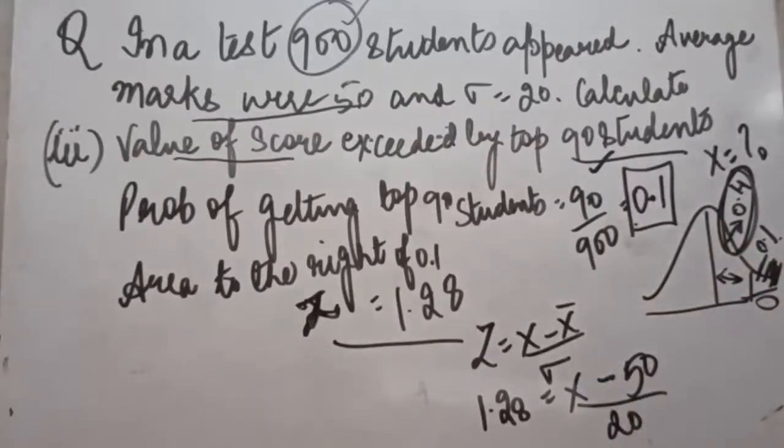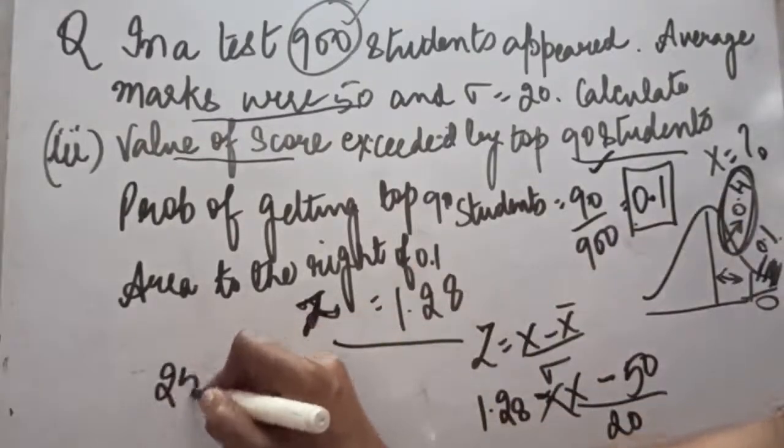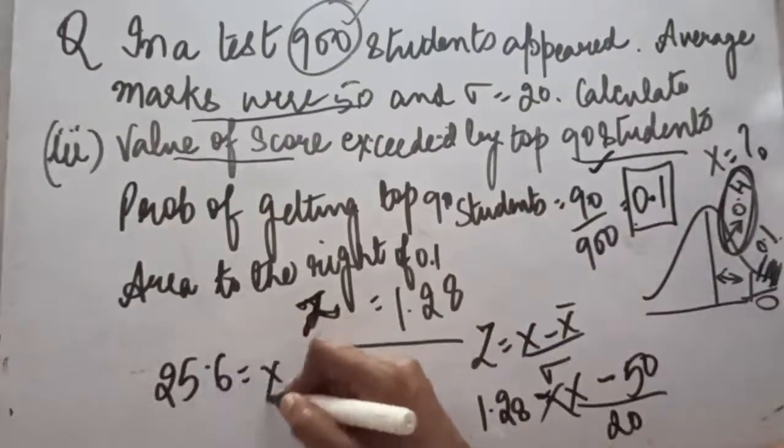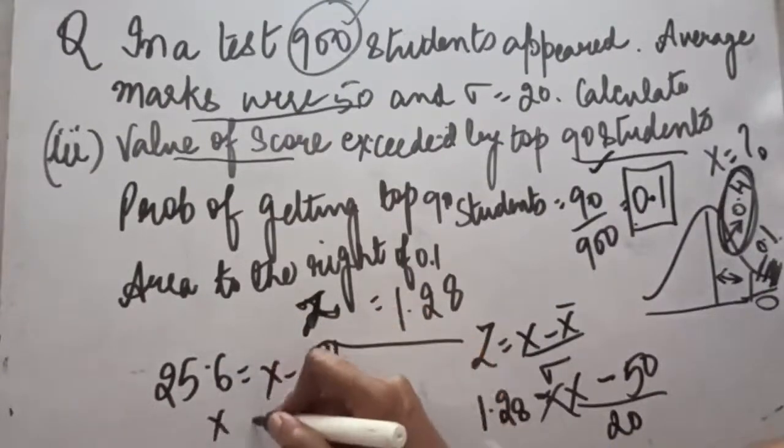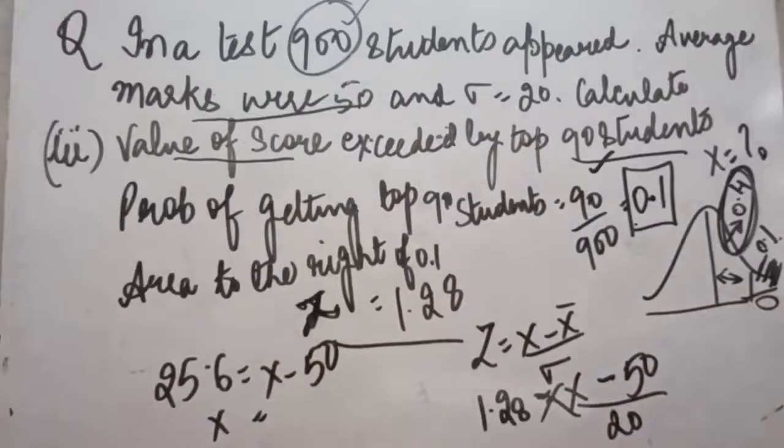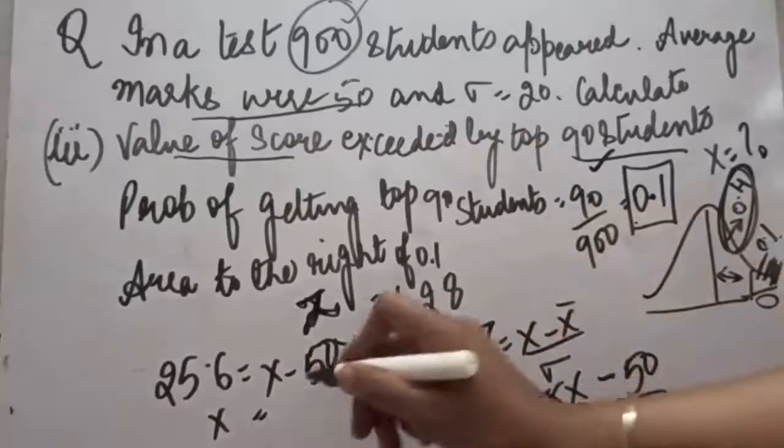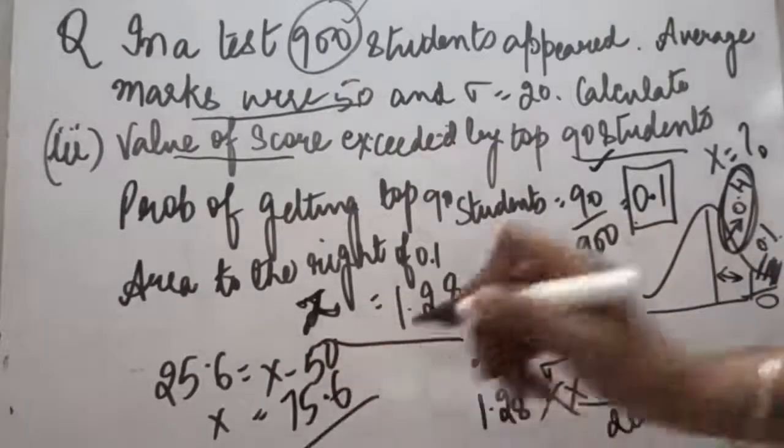First of all, 1.28 multiplied by 20. We are cross multiplying. So it will be 25.6 equals x minus 50. So from here, if we have to find the value of x, that will be 75.6, or we can say 76.